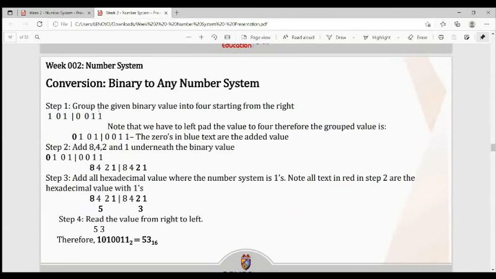Step 1. Group the given binary value into 4 starting from right. So, sabi ko kanina, you have to group. So, nakagroup na siya. Note that we have to left pad the value to 4. Therefore, the group value is 1, 1, 0, 0. Then, 1, 0, 1, 0. Then, step 2. Add 8, 4, 2, and 1. Bakit 8, 4, 2, and 1 lang? Kasi 4-bit siya. Yung 4-bit na yon meron siyang value na 8, 4, 2, and 1.